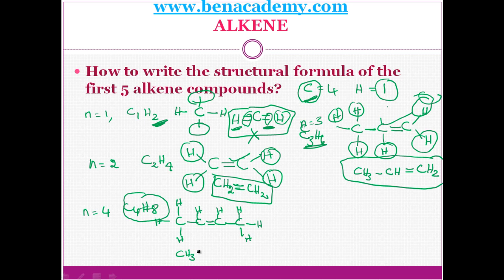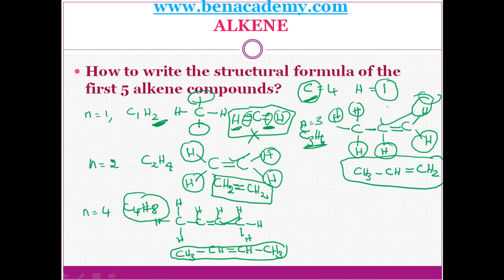CH3 bond CH. You just copy from there, that's it. Double bond, then C, it is bonded to only 1 hydrogen, then carbon, and it is bonded to 3 hydrogens, therefore CH3. So this is a condensed formula of an alkene having 4 carbons and this is a structural formula of the alkene having 4 carbons.